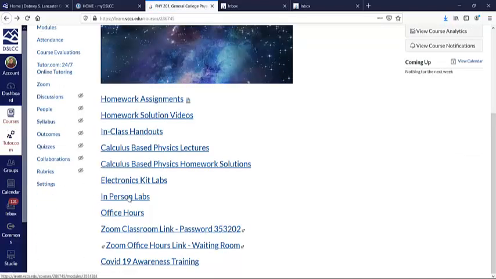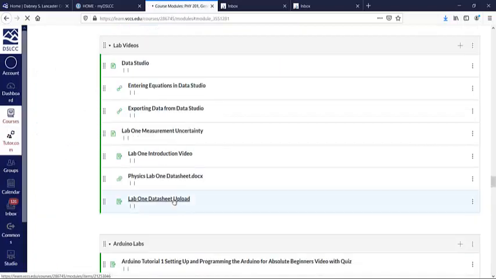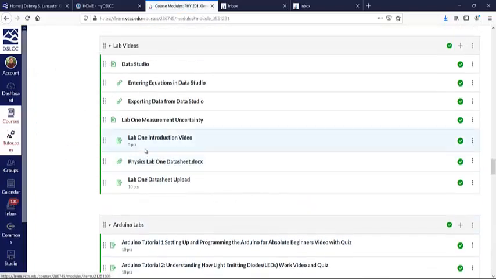There are also in-person labs. This is what we're going to be doing either this week or next week. So for example, the first in-person lab says Lab 1 Measurement Uncertainty. There's a video that I want you to watch before you come to the lab, which gives you a little bit of an introduction of what we're going to be doing. We're only going to have an hour in the lab, so we have to use our time efficiently.